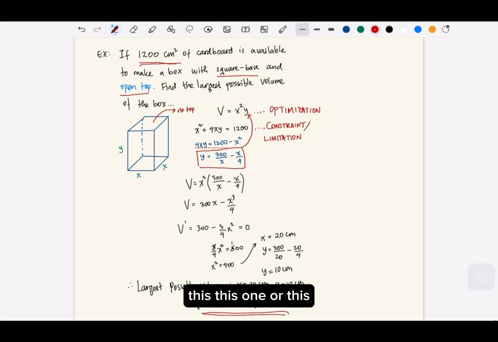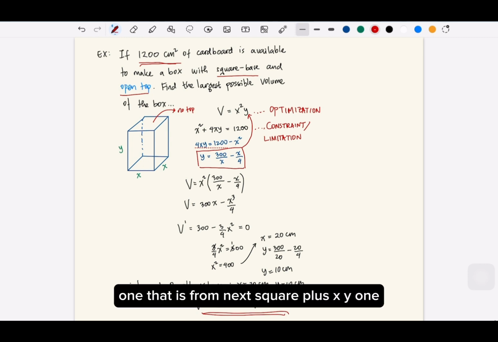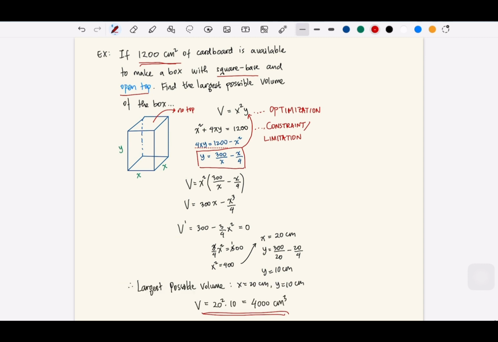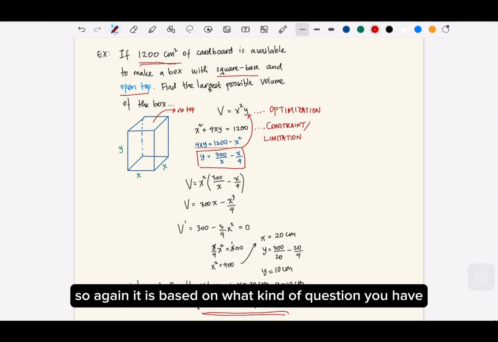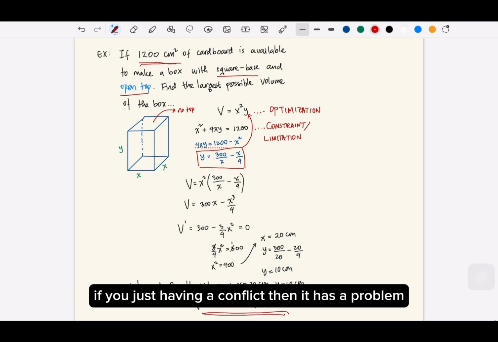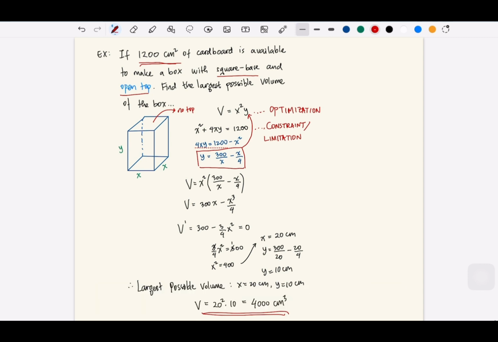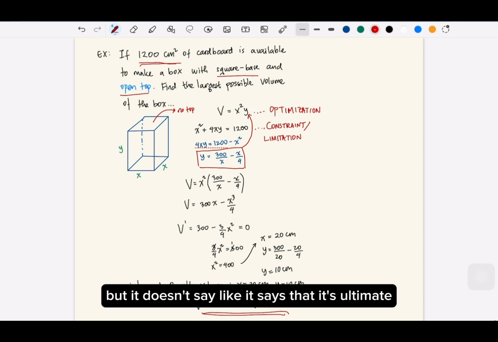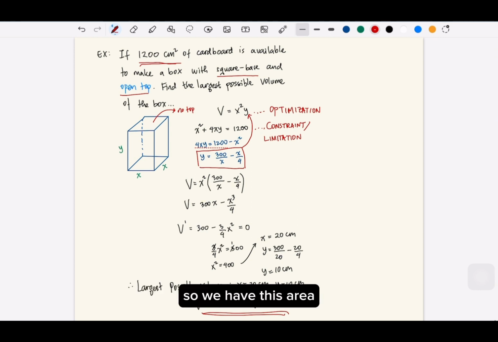This one? Or this one? Oh, that is from x squared plus xy. It's not a closed box because it doesn't have the top. Yes, the top. We remove the top. So again, it's based on what kind of question you have. If it is a complete box, then it has a top. But here it says it's open, so we are removing the one on the top. So we have this area also.